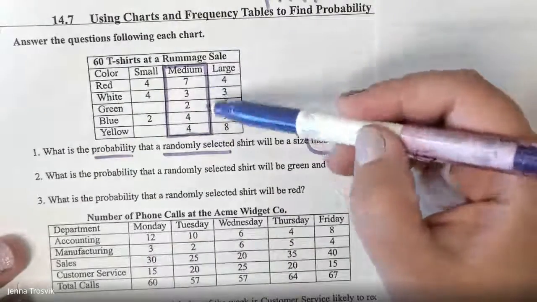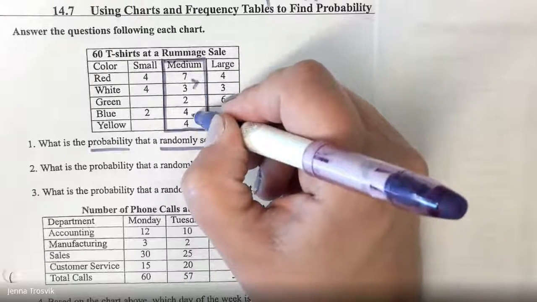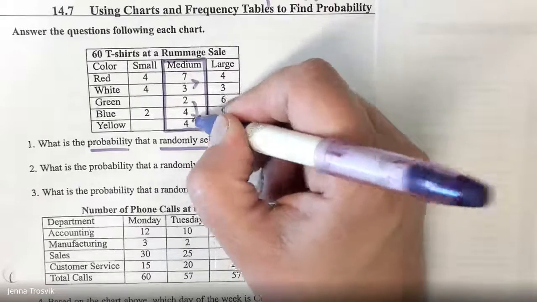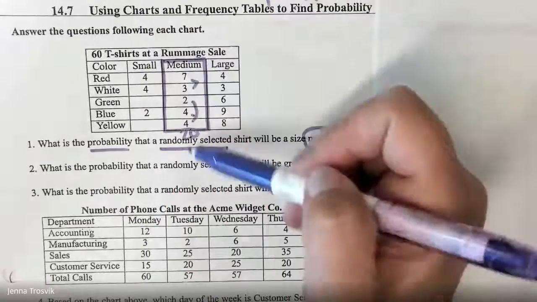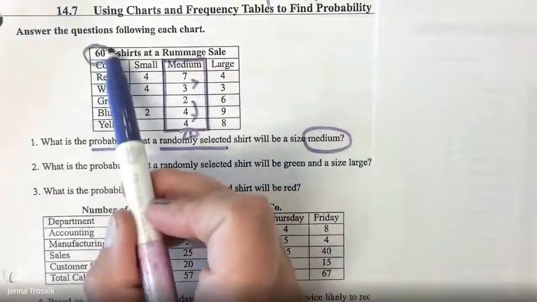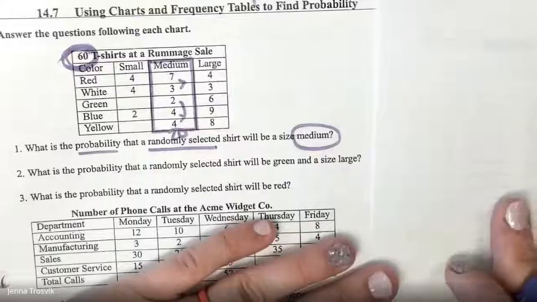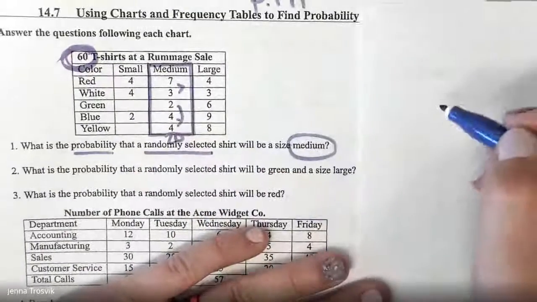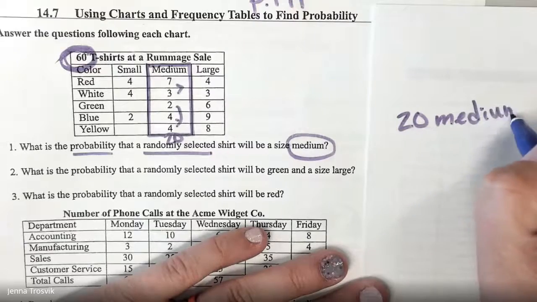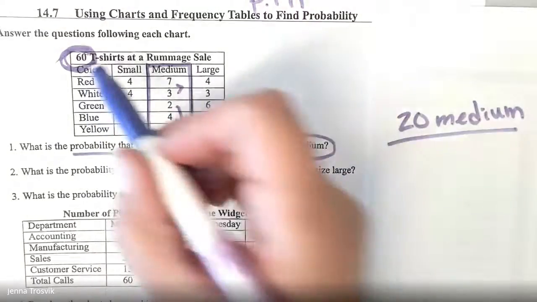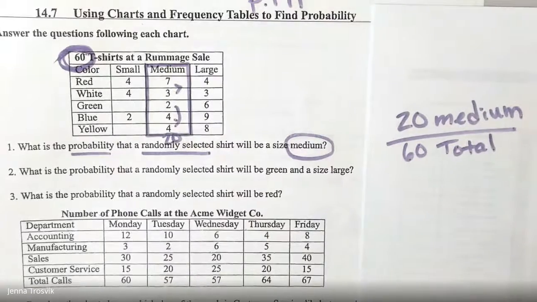And we need to know what is the total. So if we look for our quick tens, we have 10 here. We have 4 and 4 is 8 plus 2. This is another quick 10. So I have a total of 20 medium shirts. Now, it already tells us the total right here. We have 60 t-shirts total. So our randomly selected set would be that we have 20 possible medium shirts out of the 60 total t-shirts at our garage sale.